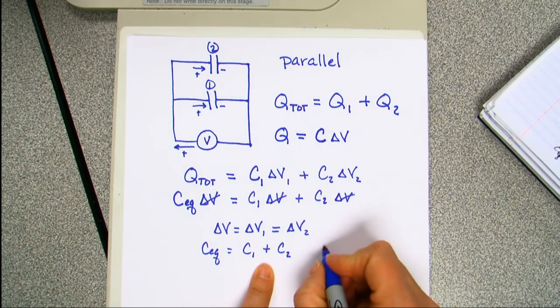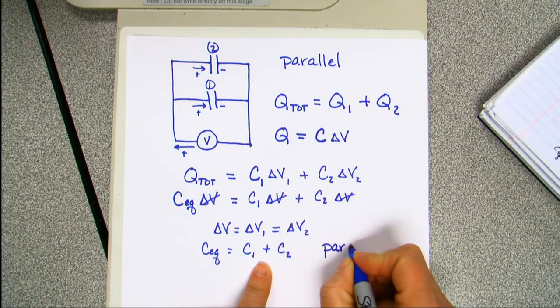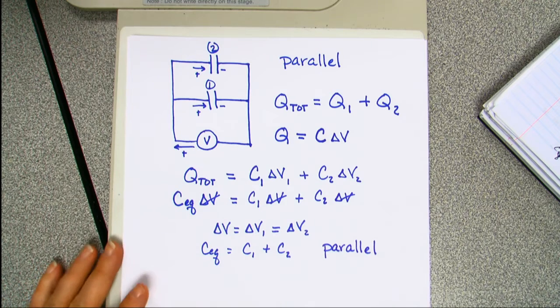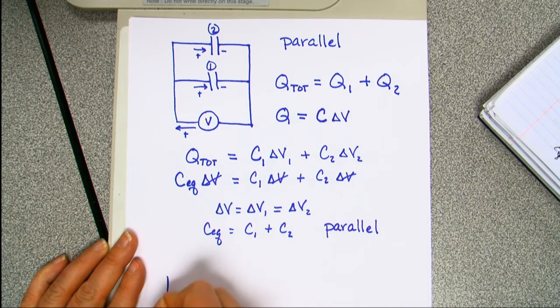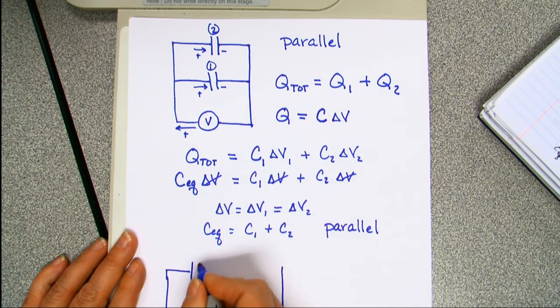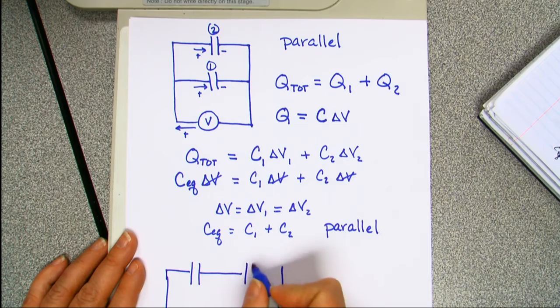So this is for parallel. And I'm going to warn you, when we get to resistors, because you guys probably already found out in the lab, capacitors and resistors are flip-flopped. So we're going to look at it in series. So this time, I've got my voltage source. I have a capacitor 1, I have a capacitor 2, and I've got my circuit.